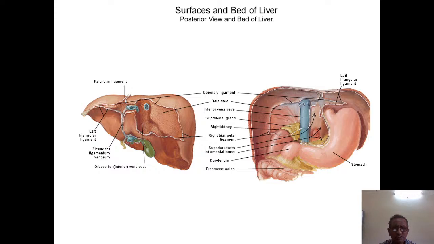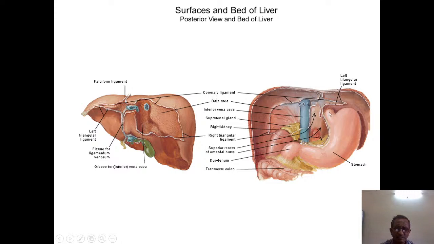Again, same thing we are showing the posterior view and the bed of the liver. So from here the liver is removed and we are seeing the posterior view. So here we are seeing the bare area on the liver, and here we are seeing diaphragm that is directly attached to the liver. Whereas here we are seeing the coronary ligament, and in between this left triangular ligament, coronary ligament and right triangular ligament, this area we are having bare area.